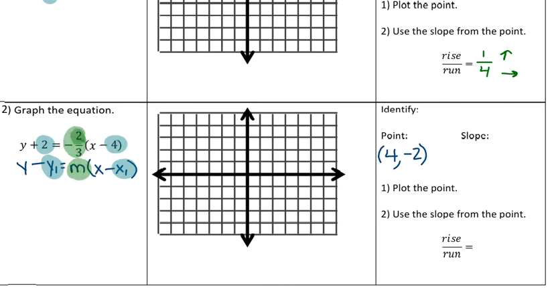Okay, then the slope is the m, and m is right on the outside of the parentheses. For some reason, that line wasn't really showing before. So our slope is going to be negative 2/3.